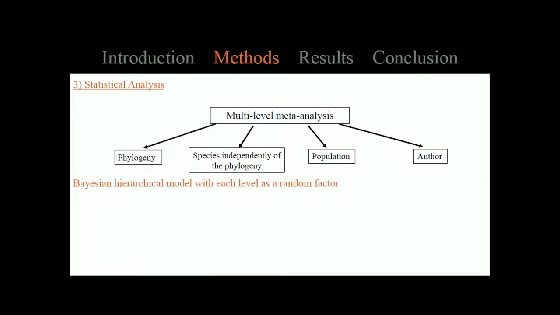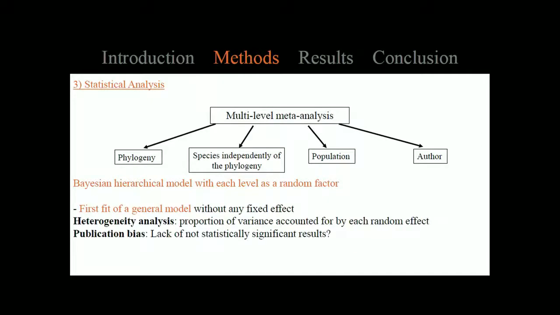So briefly about the statistical analysis. I performed a multi-level analysis because my studies are more likely to be not independent because of the phylogenetic history, so I correct for the phylogeny. Because individuals from the same species can share the same characteristics which are not dependent on the phylogeny. I correct also for the populations and also for the author effect. All these corrections I use as random factors in my model.